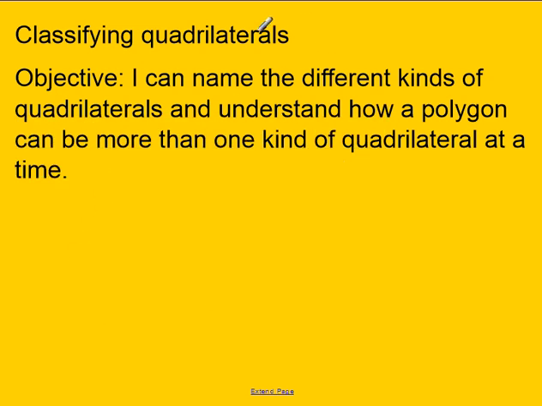All right, guys, today we're talking about classifying quadrilaterals, and our objective is I can name the different kinds of quadrilaterals and understand how a polygon can be more than one kind of quadrilateral at a time. For example, a square is also considered a rectangle. Okay, so we're going to be using a little flow chart to help us figure out those kinds of problems.